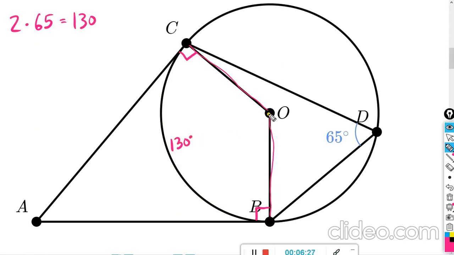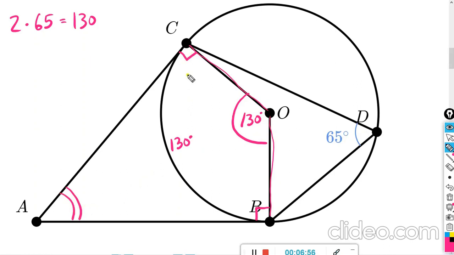And the measure of the central angle matches the measure of the arc. So if this arc is 130, the central angle right here is also going to be 130. In other words, this central angle is just 2 times the inscribed angle. And now we can solve for angle A.